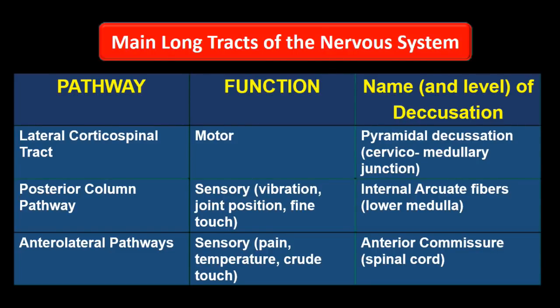Now, the posterior column pathway is responsible for position and vibration sense, as well as fine touch. These are ascending fibers, and they cross at the lower part of the medulla, called the internal arcuate fibers as they cross to the opposite side. The anterolateral pathway is also involved for sensory: pain and temperature, and also touch, but this time crude touch. They cross one or two levels above the entry, anterior to the remnant of the spinal canal, called the anterior commissure. Try to memorize this, because these are important pathways.